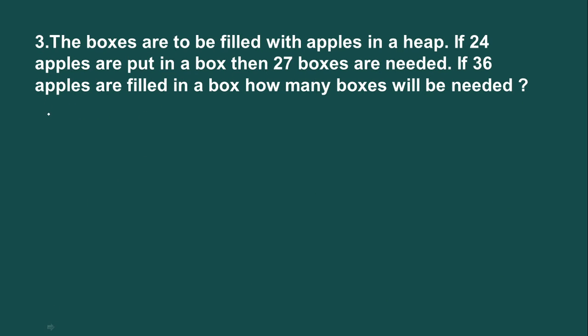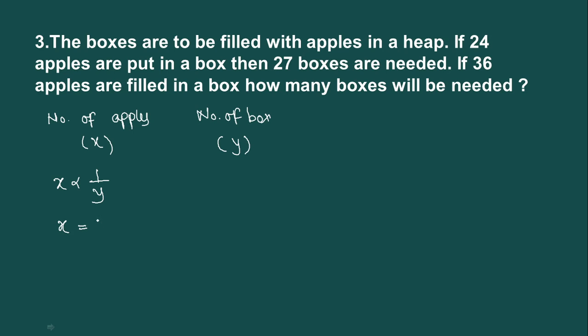Now see, here the two quantities are the number of apples, which we will take as x, and another one is the number of boxes, which will be y. Now here x varies inversely as y, because if in one box you are putting more apples, the number of boxes ultimately needed will be less. So now first we will generate the equation. Okay, k into 1 by y. So what will it be? x into y is equals to k.